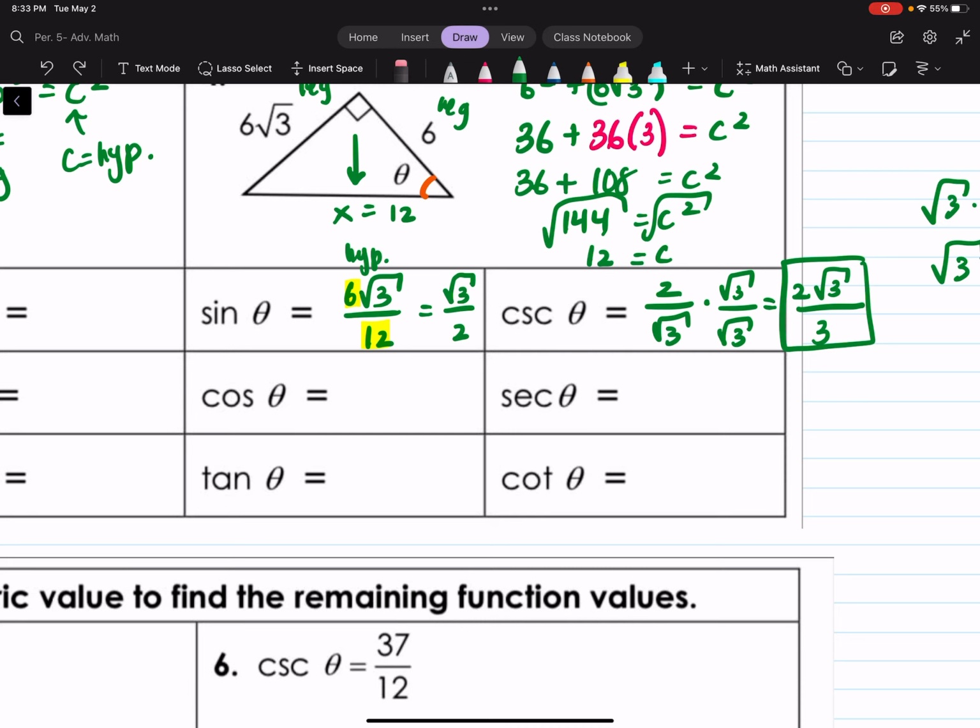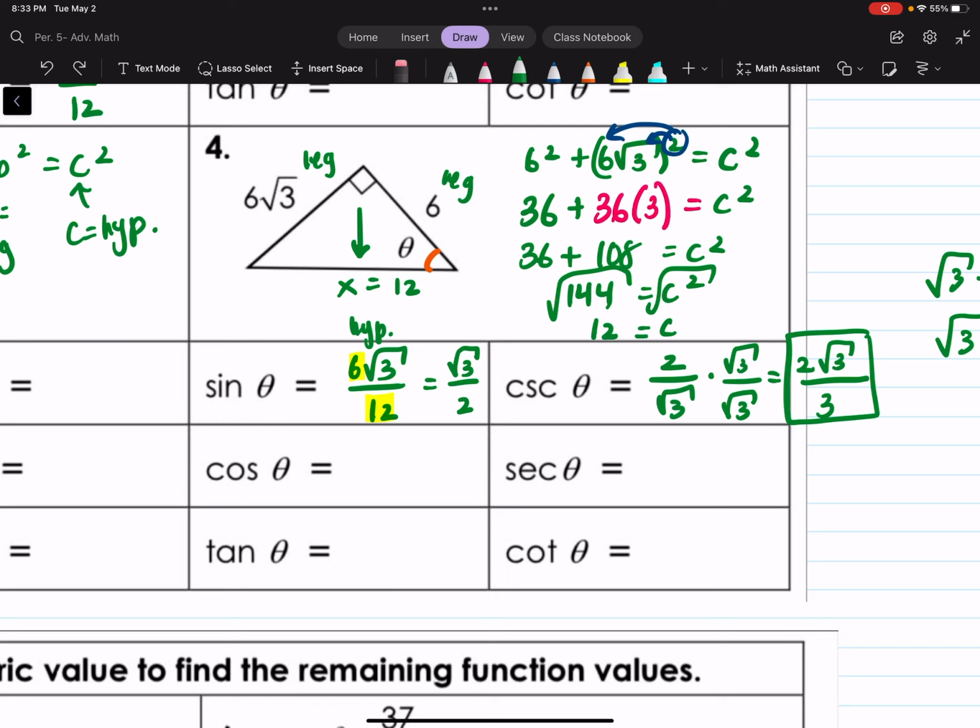Okay, so let's go ahead and come up with the ratio for the cosine of theta. Cosine of theta, you use adjacent over hypotenuse. So that would be 6 over 12. 6 over 12 can be simplified down to 1/2. So if the trig ratio for cosine of theta is 1/2, then the secant of theta would be obviously the reciprocal of 1/2, which is 2.